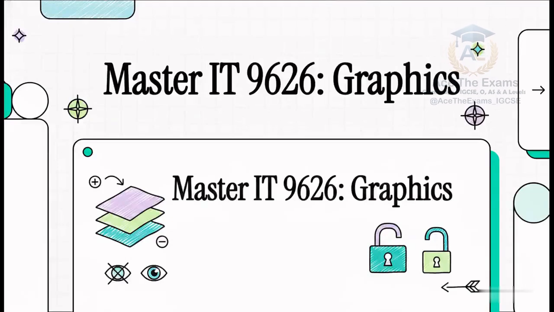All right, agents, listen up. Welcome to the briefing room. Think of this explainer as your tactical extraction mission for exam marks. Your target, the Cambridge IT 9626 exam paper.